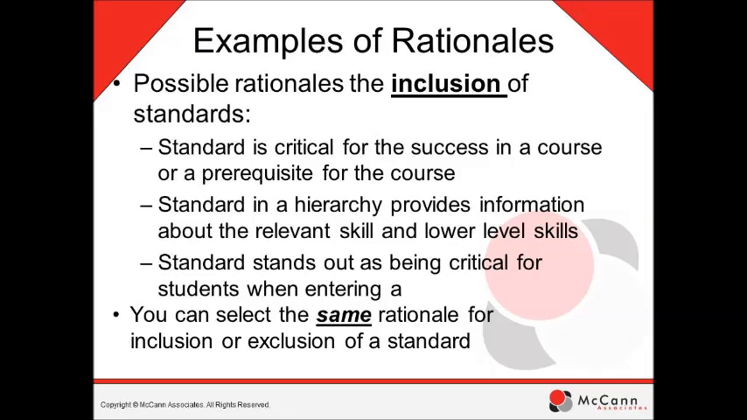Some examples of possible rationales for the inclusion of standards might be: the standard is critical for the success in a course or is a prerequisite for the course. The standard in a hierarchy provides information about the relevant skill and lower level skills. Or not everything can be tested, and a standard stands out as being perhaps more important for students to have when entering a course than other important standards. Keep in mind that you could select the same rationale for the inclusion or exclusion of different standards.